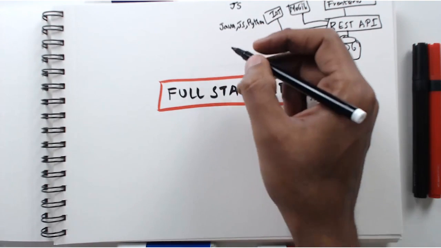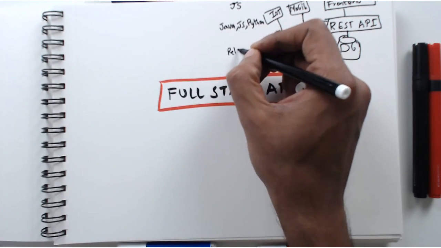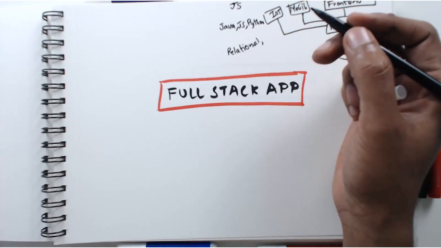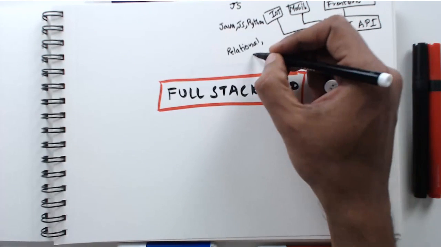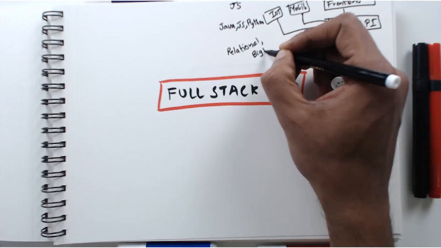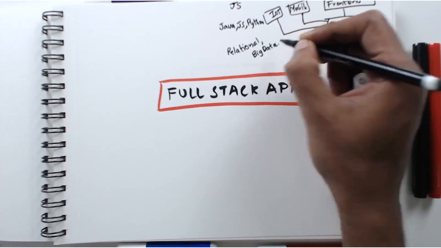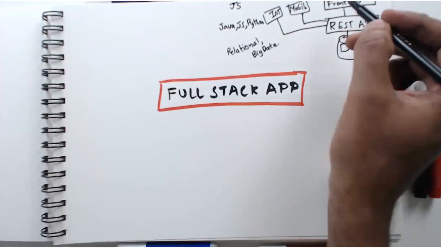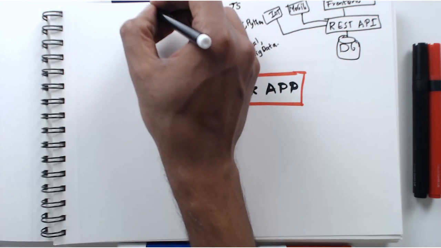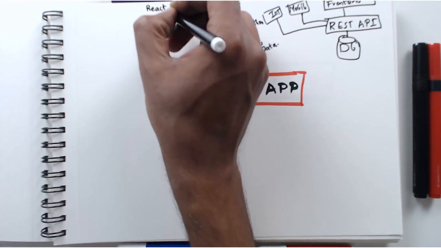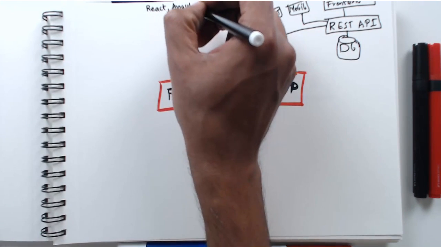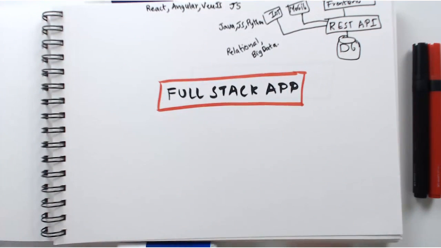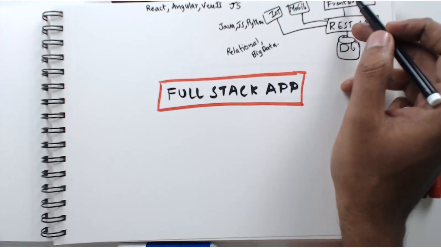Now, what are the kinds of databases you can use? You can either use a relational database, which is something like MySQL, Oracle, SQL Server, or you can even use any of the big data databases like MongoDB and things like that. We talked about the languages. What are the frameworks which are used to develop the front end? The popular front-end frameworks are React, Angular, and Vue.js. These are the three frameworks which are quite popular to develop your front-end application.